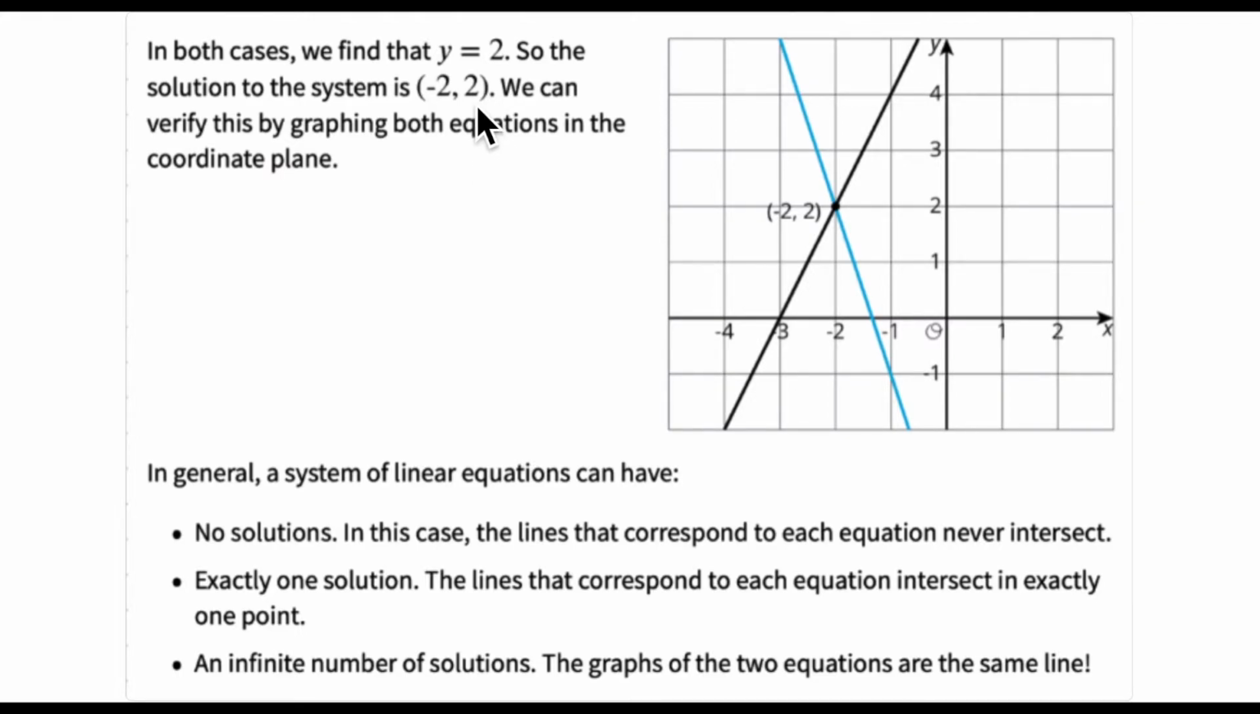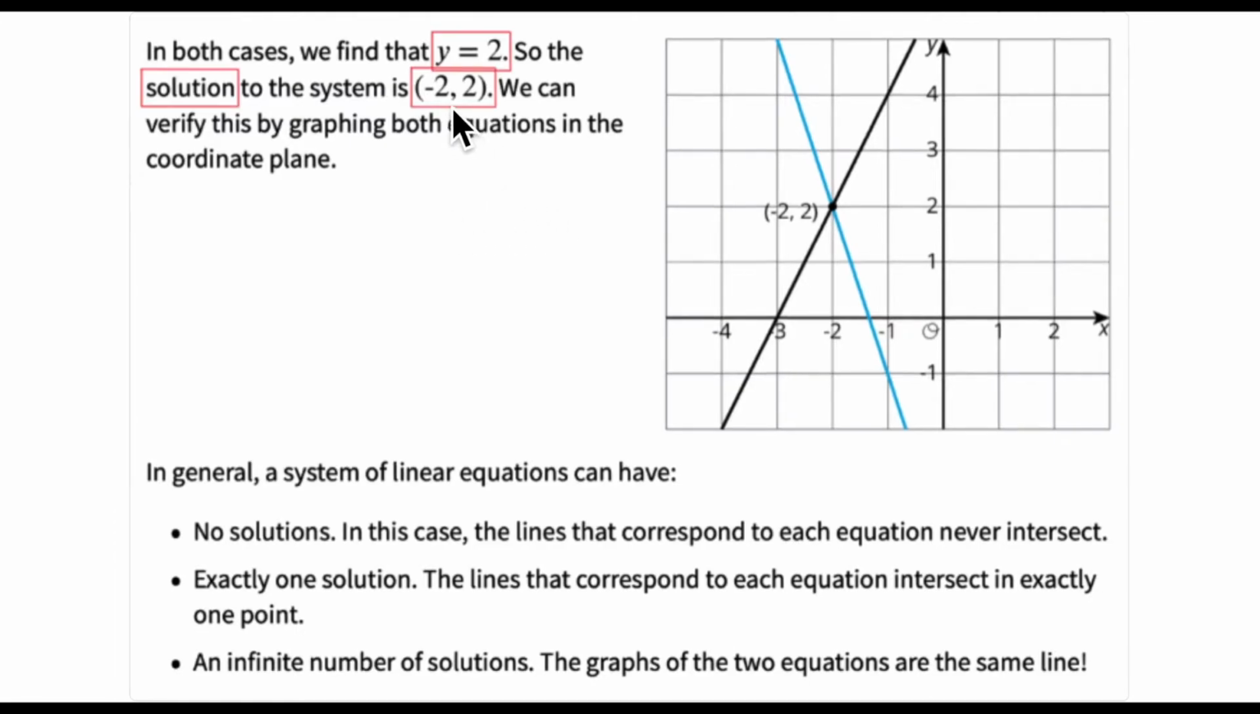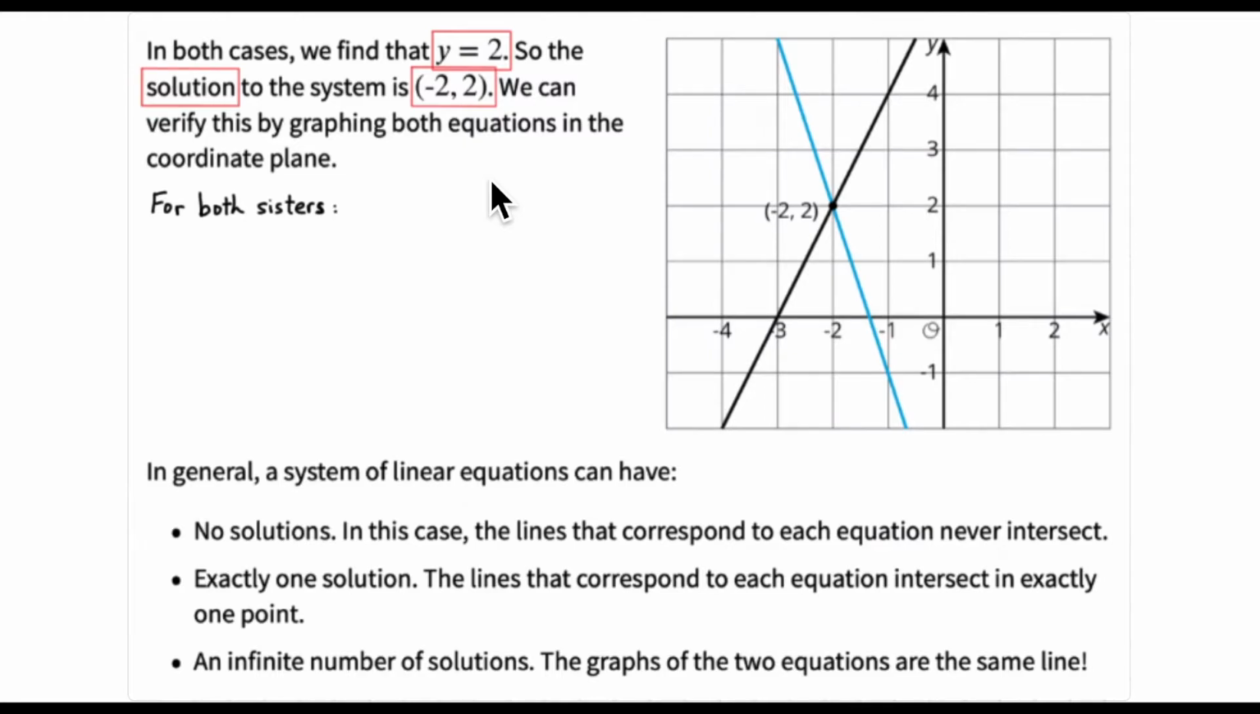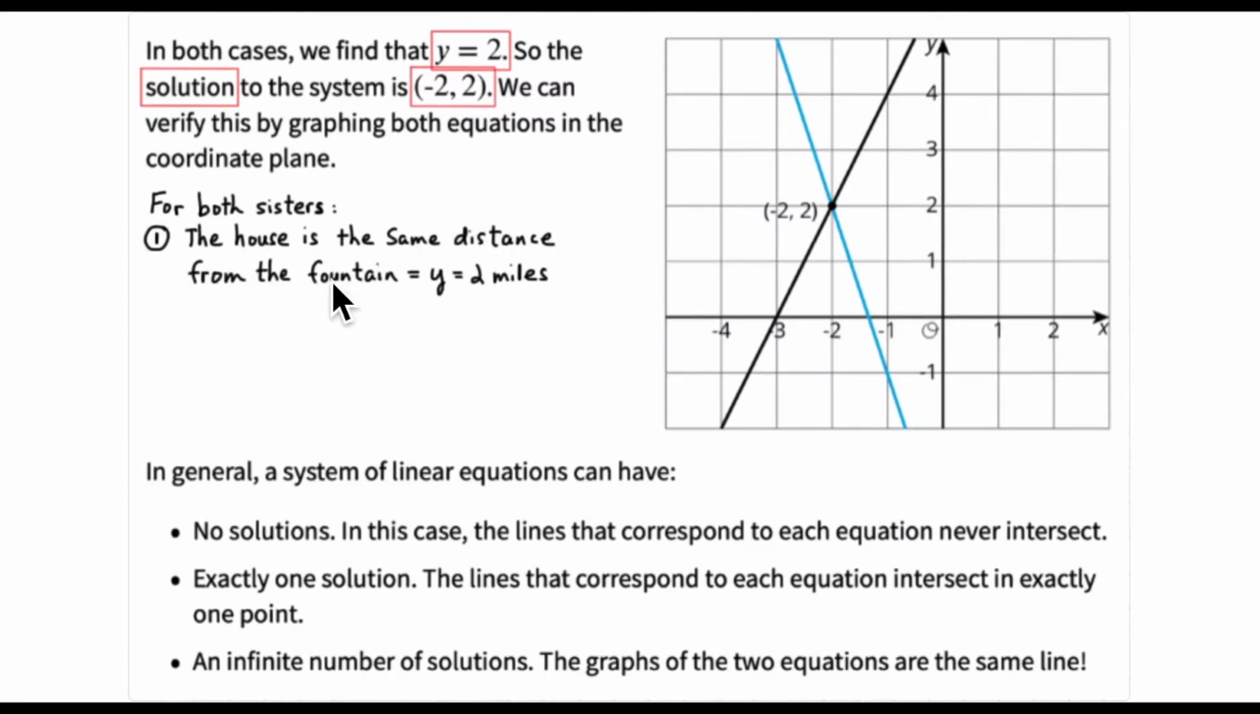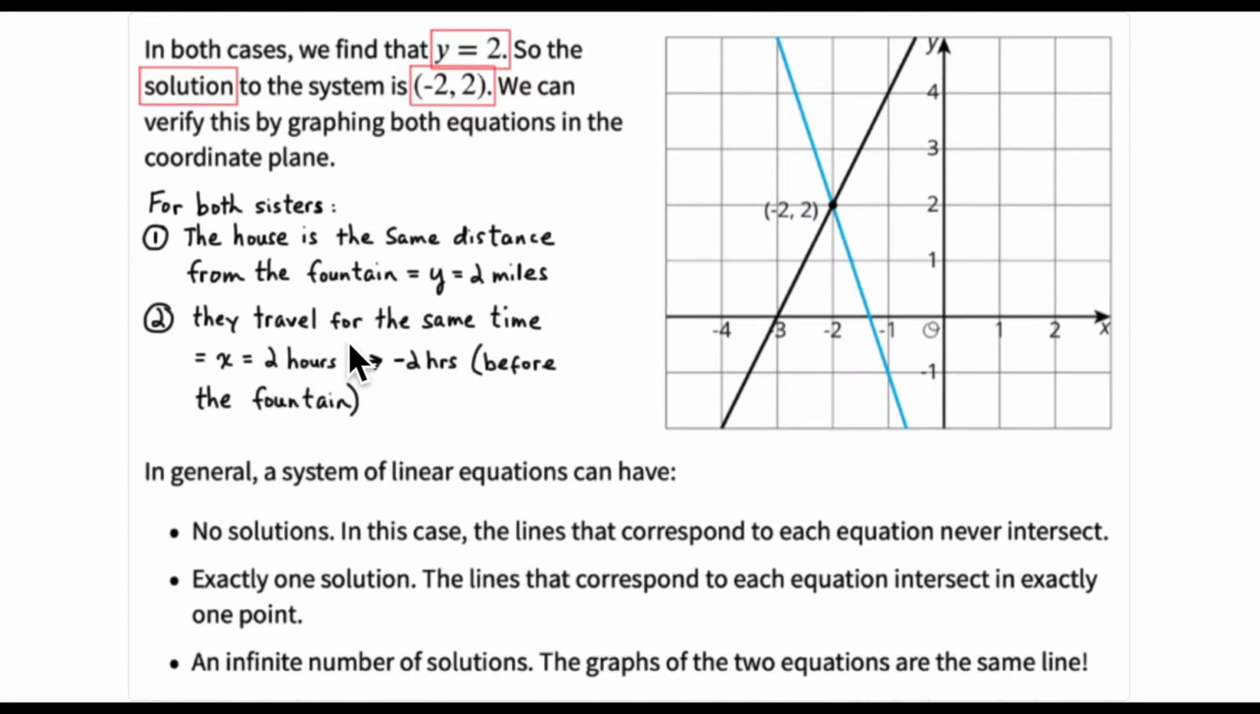That house is in the same position. y equals 2 miles, in my example, 2 miles north of the fountain. So when x is negative 2, y is 2 for both equations. So for both sisters, the house is the same distance from the fountain. y equals 2 miles. They travel for the same amount of time. That's x equals 2 hours, but that's a negative 2 hours. It's before the fountain, before they are 10 miles apart.